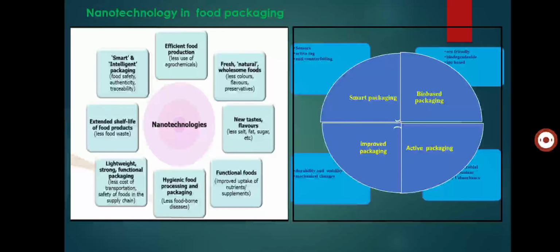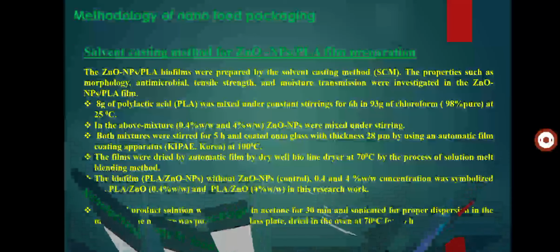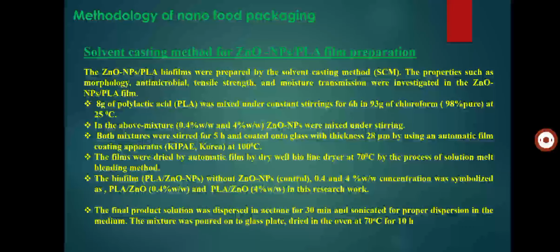There is technology in food packaging: smart packaging, bio-based, active, and improved packaging. I use the bio-based packaging. And what was the methodology of nano food packaging? I used the solvent casting method for the film preparation. Zinc oxide nanoparticles and a PLA biofilm were prepared by the solvent casting method, and properties such as morphology, antimicrobial activity, tensile strength, and moisture transmission were investigated.